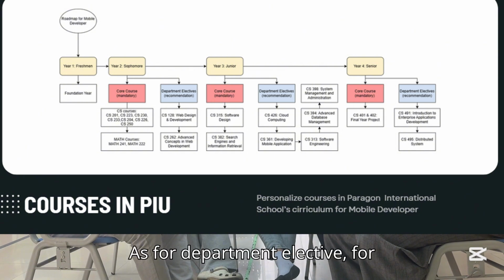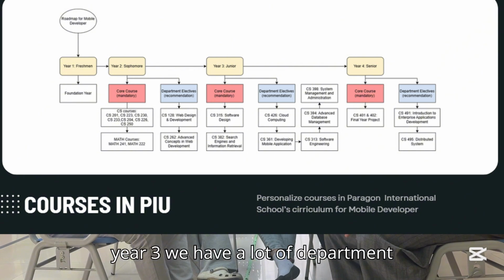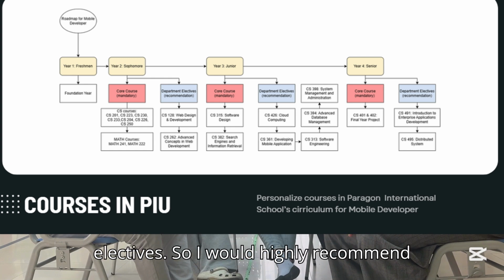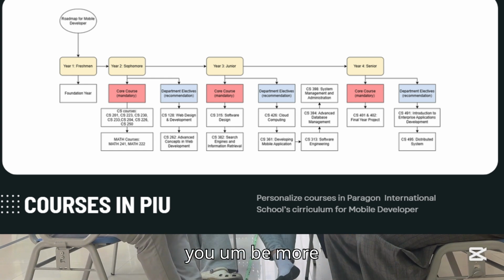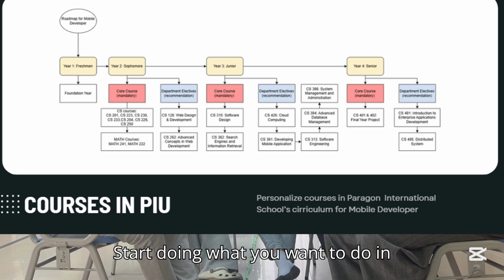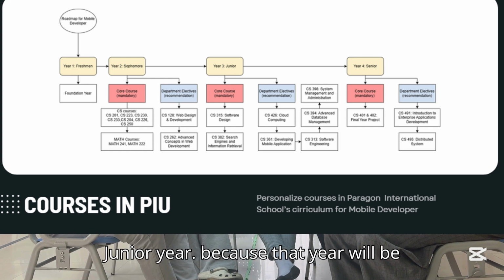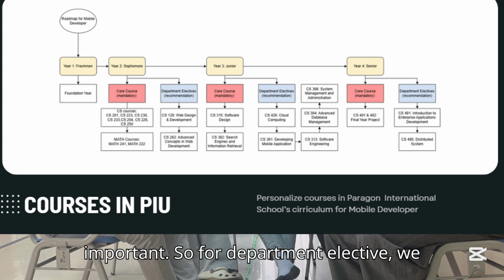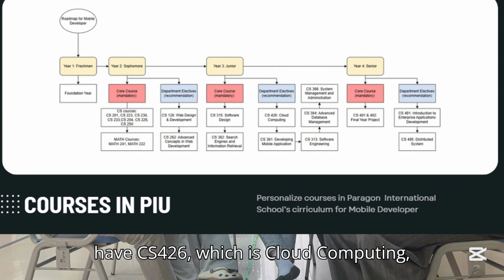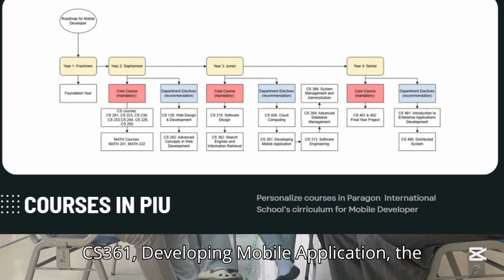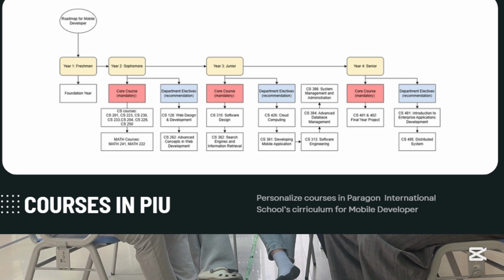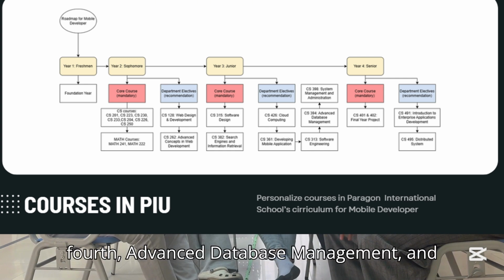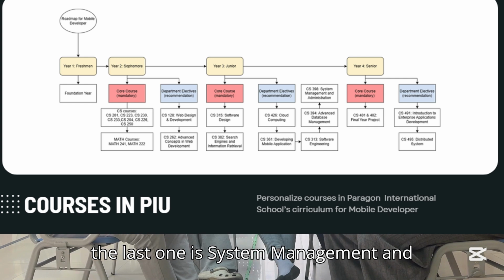As for department electives, for year 3 we have a lot of them, so I would highly recommend you be more varied, be more focused, or start doing what you want to do in junior year, because that year will be important. So for department electives, we have CS-426, cloud computing, CS-361, developing mobile applications. The third one is software engineering. Fourth, advanced database management, and lastly, system management and administration.